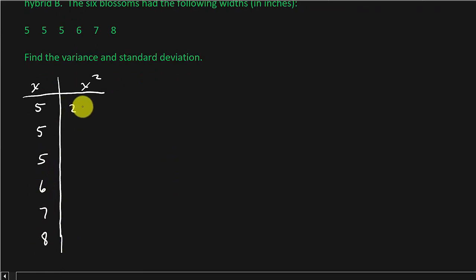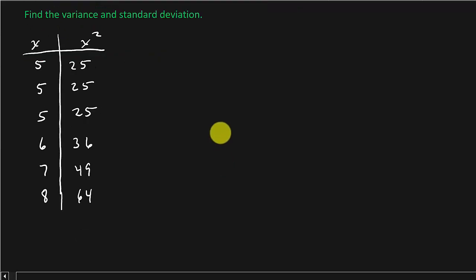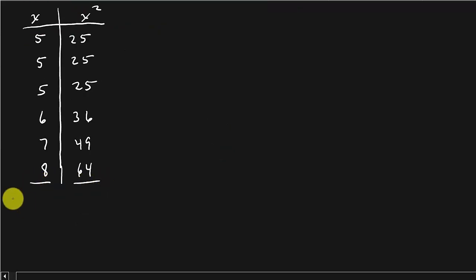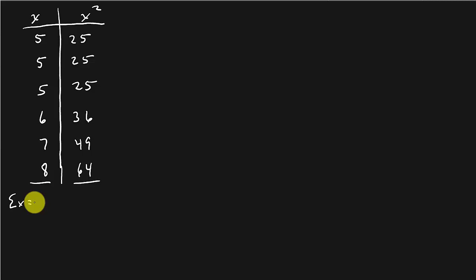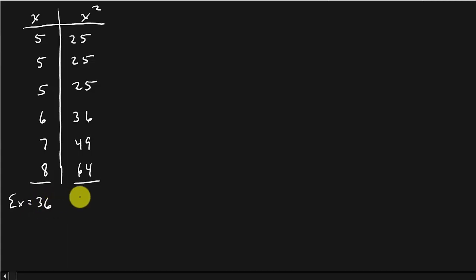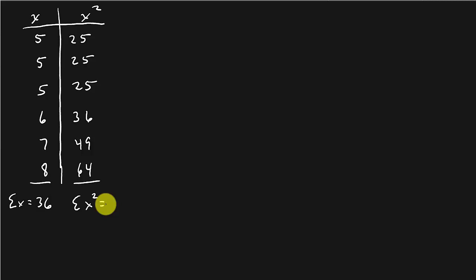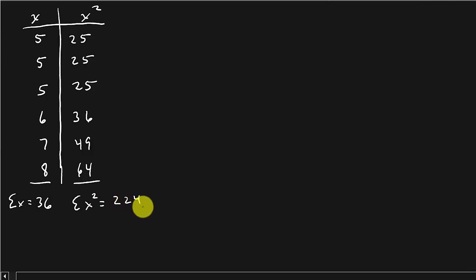And then we square each one. That's 25, 25, 25, 36, 49, and 64. And we will need the sum of the x values. That is 15 plus 6 plus 7 plus 8, that is 36. And the sum of x squared, 25 plus 25 plus 25 plus 36 plus 49 plus 64, that is 224.